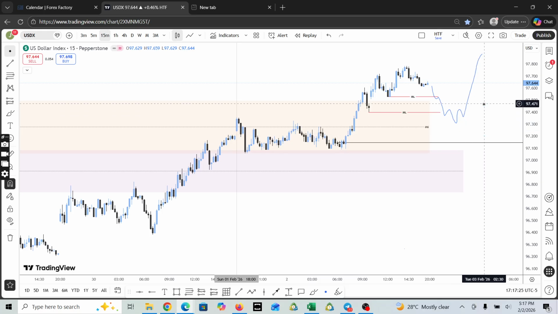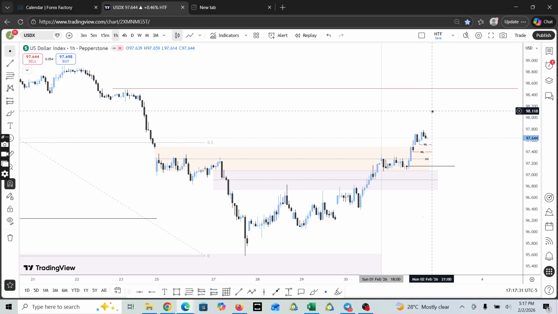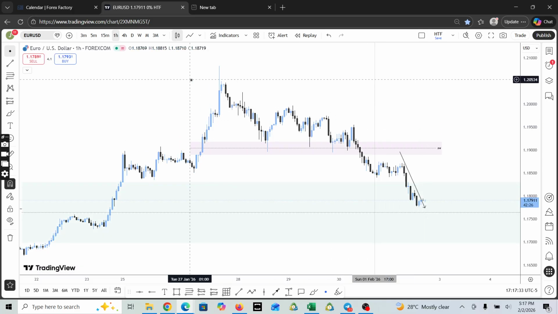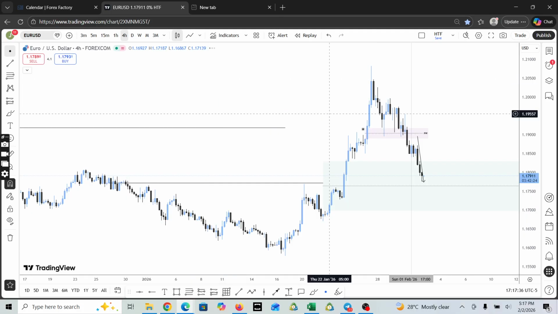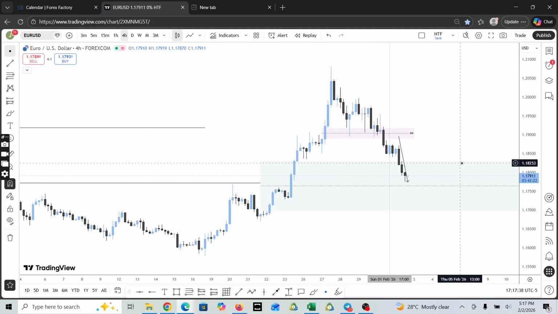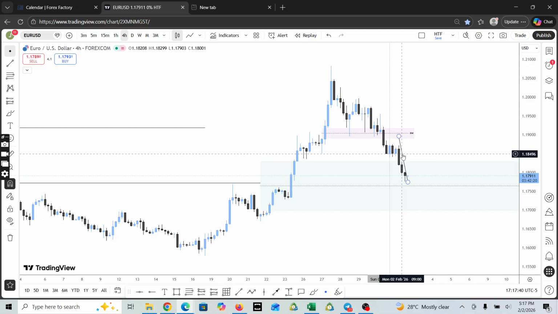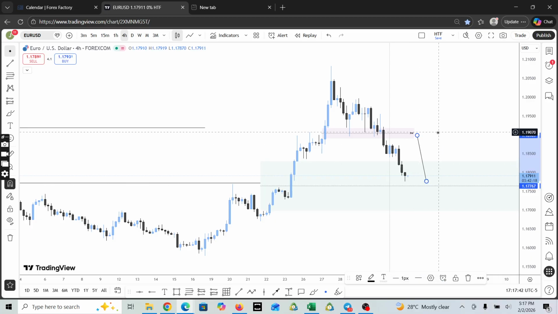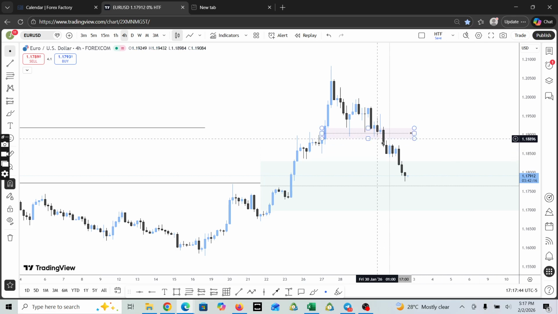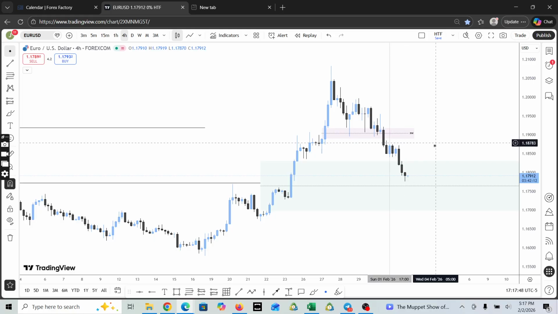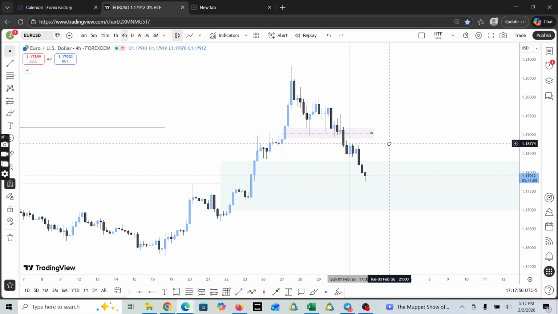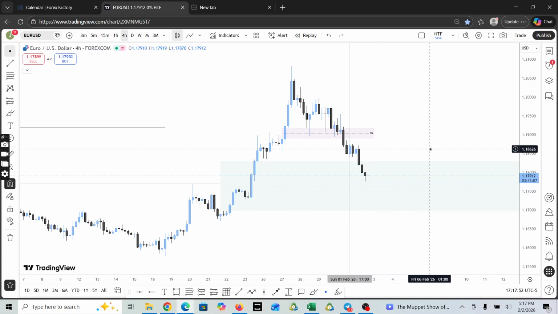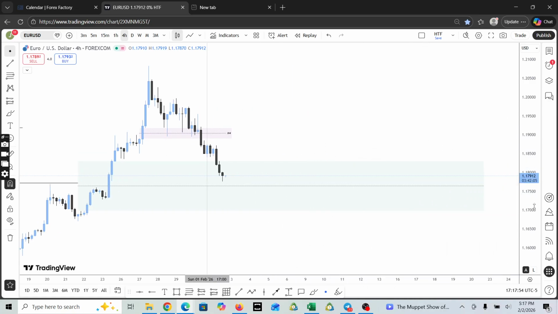GBPUSD. Right, so M1, EU on the H4. Price is actually doing exactly as we wanted, but look at this inefficiency level that has been left. I don't know. Now we are trading in this daily level.